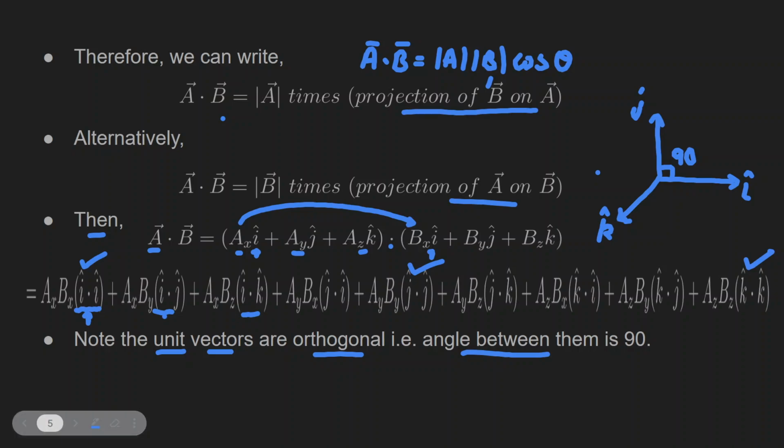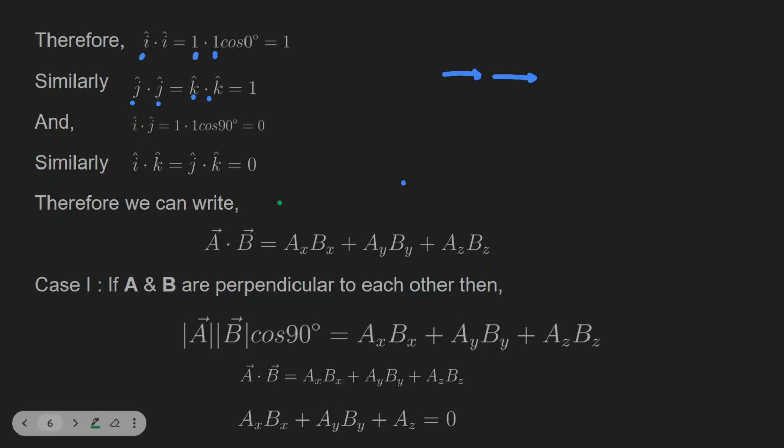Now we have to see what will happen to the remaining terms. Let us take i dot j for example. The magnitude of i is 1, the magnitude of j is 1. Now i and j are perpendicular to each other, so the angle between them is 90. So cos 90 is 0, and i dot j becomes 0. Similarly, we can write i dot k and j dot k as equal to 0.